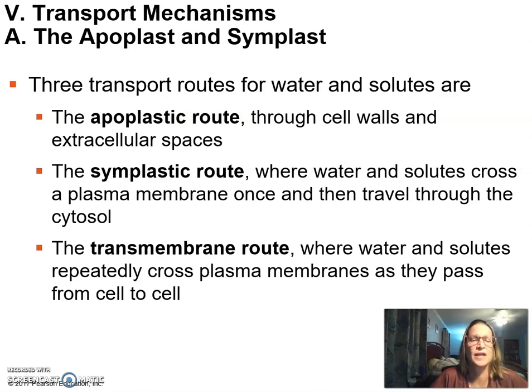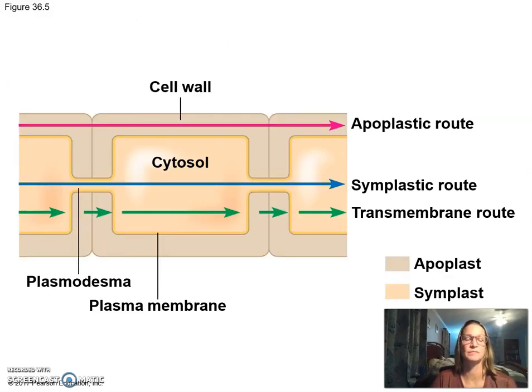The third one is the transmembrane route, which is kind of a combination of the apoplastic route and the symplastic route. In this case, the water and the nutrients repeatedly cross plasma membranes as they pass from cell to cell. So they go in and out of the different cells. So sometimes it's traveling within the cytosol, and sometimes it's traveling between or within cell walls. Again, you're going to see all these routes in just a second.